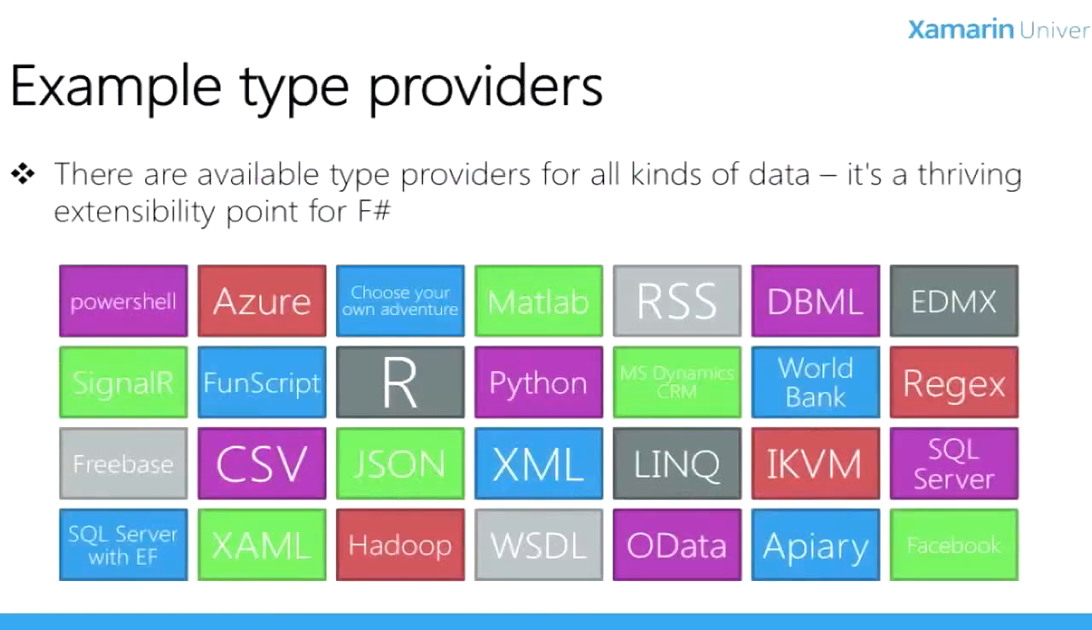And there are a number of type providers for all kinds of data, and it's a thriving extensibility point for F#. And this is by far one of the coolest extensibility points for F#, and a lot of companies and individuals have built type providers to consume their data. And here's a small sampling of the types of data that you can process with F# through a type provider. We also have support for common data formats like XML, CSV, SQL, and JSON, as well as type providers to query online data sources like Twitter, Freebase, Facebook, and the World Bank.